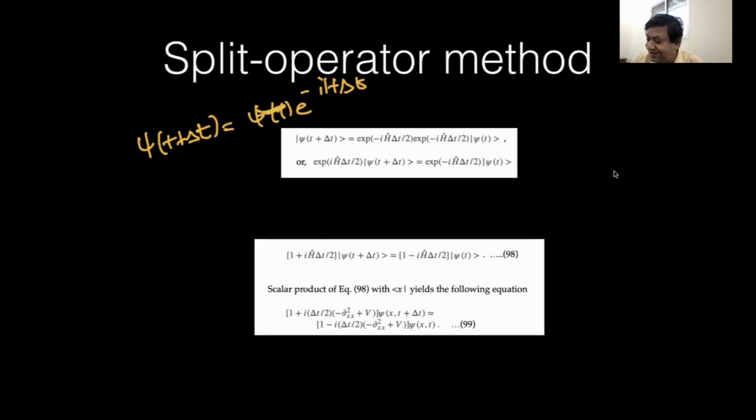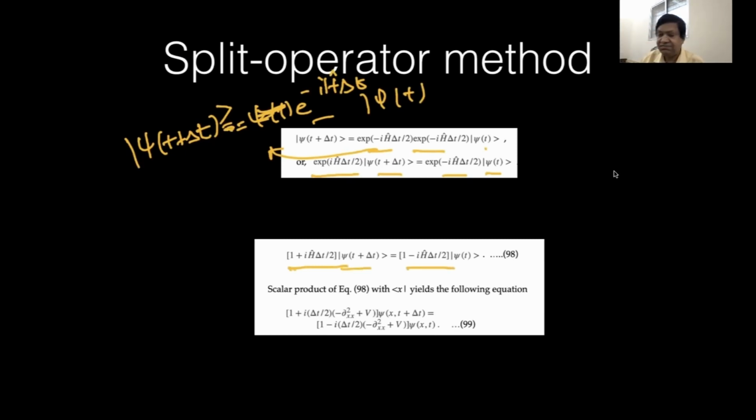Sorry, these are operators, so the operator is to the left. So we write this operator into two parts, delta t by 2, delta t by 2, acting on psi. Okay, now I take this to the left hand side. So I get e to the iH delta t by 2 on psi at t plus delta t equals this. Okay, so I have rewritten this here.